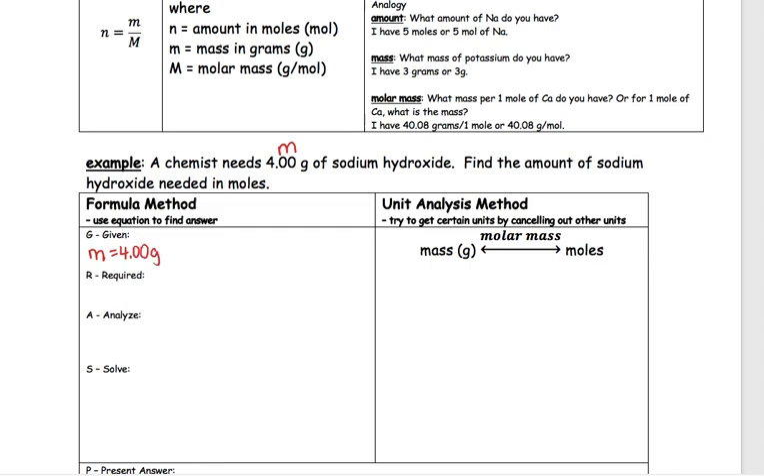Okay, so what is it that you have to find? You have to find the amount, in moles. So amount is what letter? Amount is N.